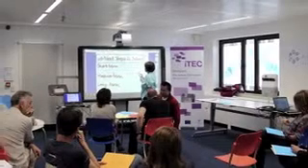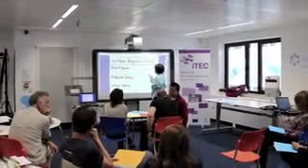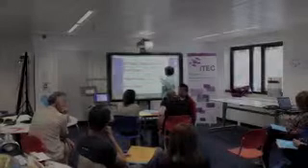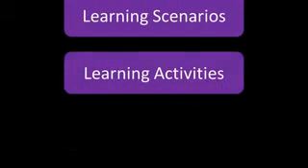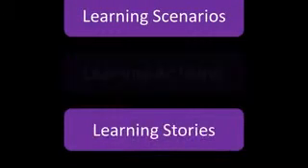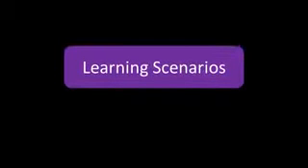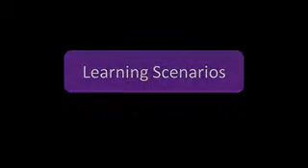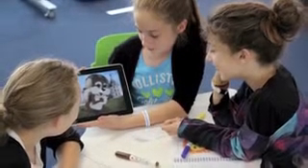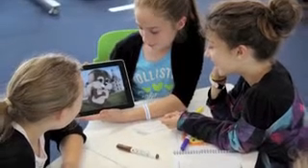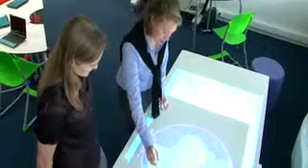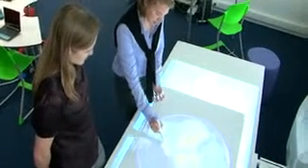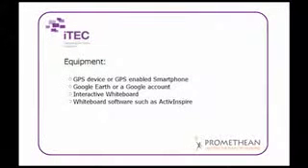Central to the iTEC project are three distinct but closely related concepts: learning scenarios, learning activities, and learning stories. A learning scenario is a broad and quite general description of a classroom learning experience based on emerging trends in education, society, and technology. It describes the context and environment in which the learning takes place, the interaction between the teacher and pupils, and the tools and resources employed.